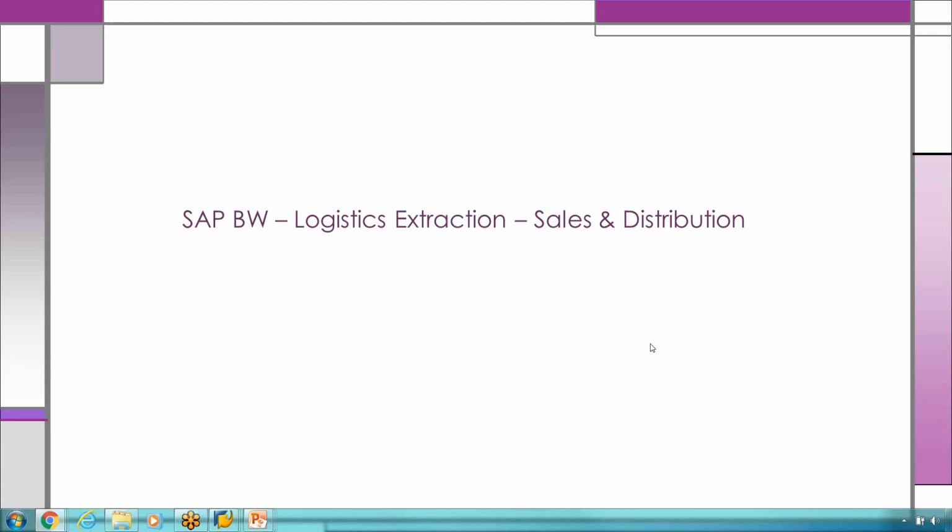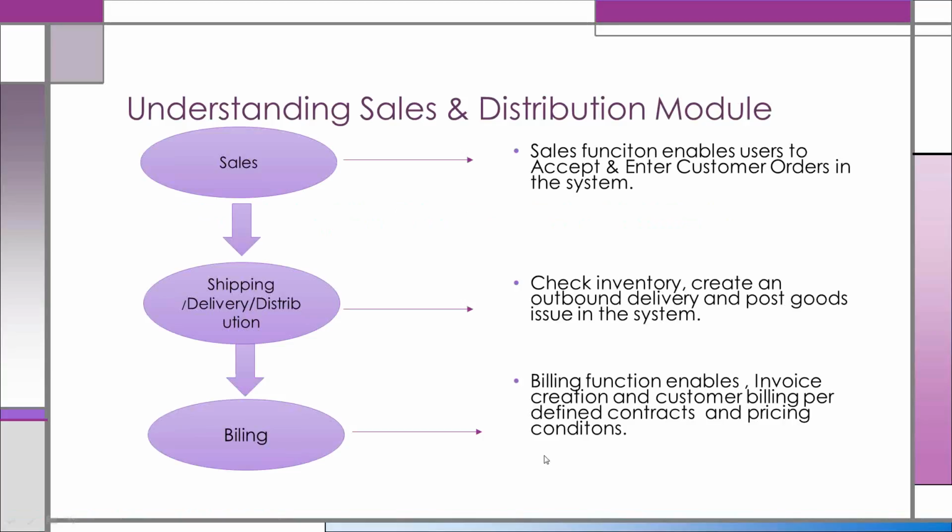I will go ahead and give you a few snapshots of what is happening, and then we can see how the extraction is happening, right? So just to understand the sales and distribution module, most of you would at least know briefly what is happening in it, right? In the first step, the sales is generated. Sales in the sense the sales function will enable the user to accept what they need and then enter the customer orders in the system.